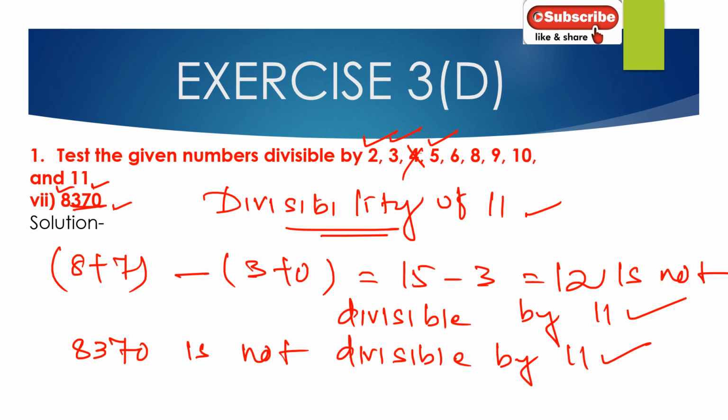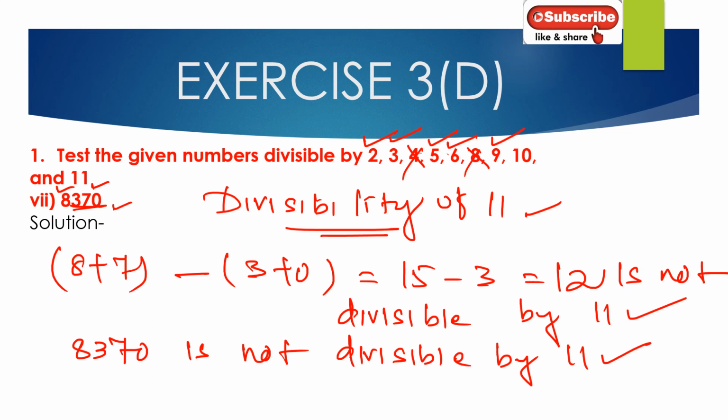Now the number is divisible by 2 because the last digit is 0, which is divisible by 2, and the sum of digits is 18, which is divisible by 3. This number 8370 is divisible by both 2 and 3, so this number is divisible by 6 because 6 is the product of 2 and 3. Now the last three digits of the number 8370 are 370, and 370 is not divisible by 8. So this number 8370 is not divisible by 8. Now the sum of digits of the number is 18, which is divisible by 9. So this number 8370 is divisible by 9.